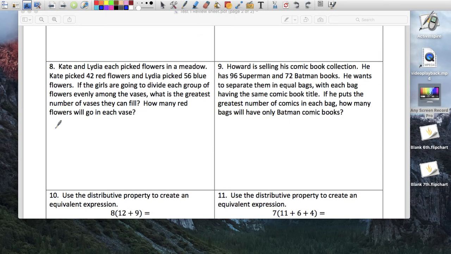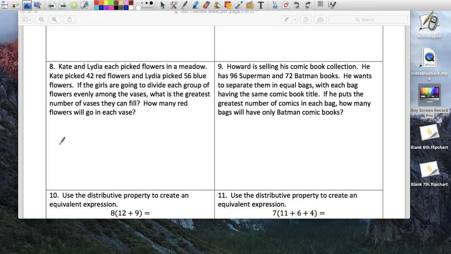Kate picked 42 red flowers. Lydia picked 56 blue flowers. Oh, I like blue flowers. The girls are going to divide each group of flowers evenly among vases. What is the greatest number of vases they can fill? And how many red flowers will go in each vase?